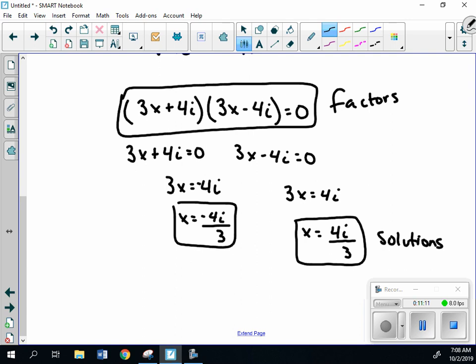Okay, so these are complex numbers. We're going to be working with these a little bit more intensely when we get to some other types of quadratics. But again, an i represents an imaginary number, which is the square root of negative 1. i squared equals negative 1.